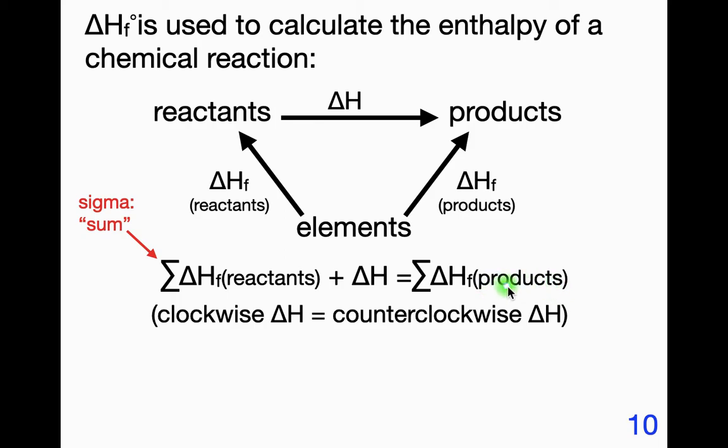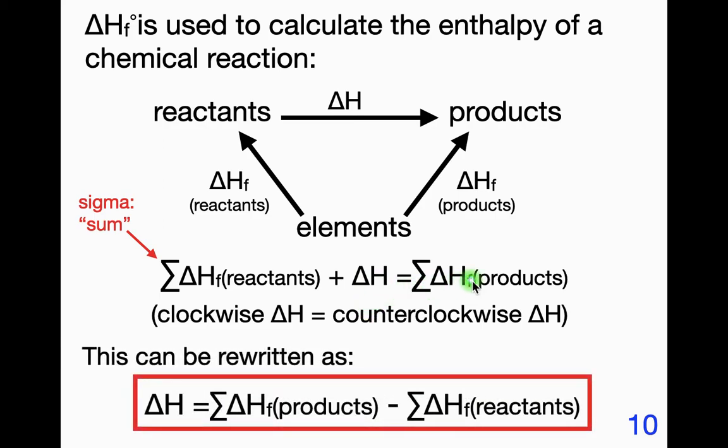Now, the enthalpy of formation of the products and the reactants, we can look those up. What we're interested in is the delta H of a particular chemical reaction. So I'm going to rearrange this. All I did was subtract the enthalpy of formation of the reactants from both sides, and we get this expression. This is the main expression we're going to be needing to use. The enthalpy of a reaction is equal to the sum of the enthalpy of formation of the products minus the sum of the enthalpy of formation of the reactants.